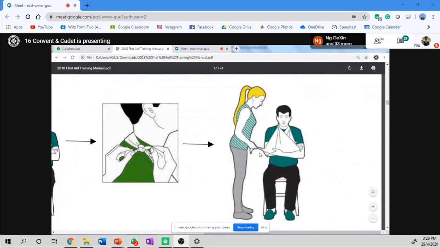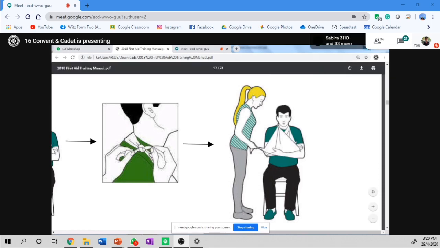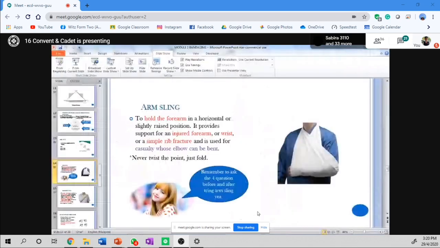Please don't do it like this. You just fold it nicely. If you twist the point, the casualty might feel uncomfortable, and it will also affect the blood circulation of the casualty, so it won't be so smooth. So never twist the point. Please don't be like the girl. Okay, so the next will be the elevation sling.